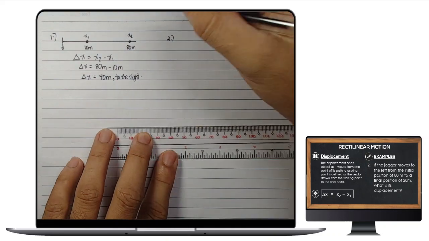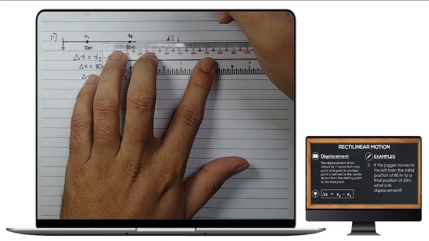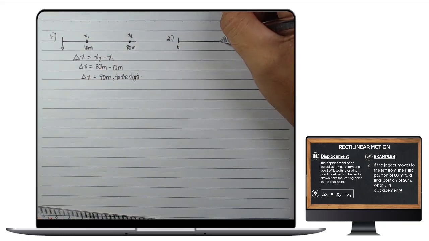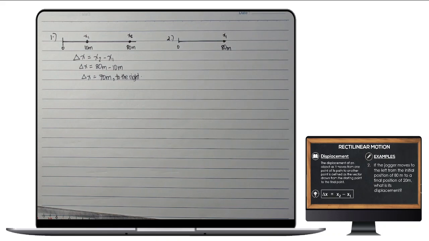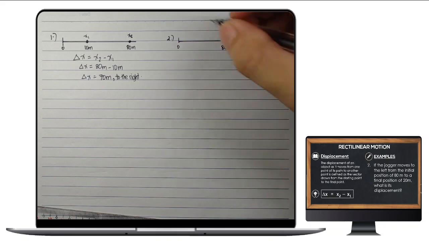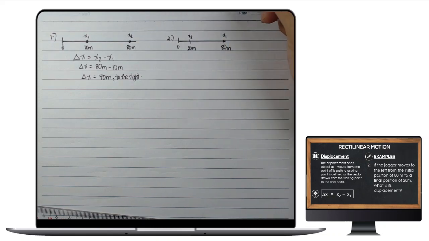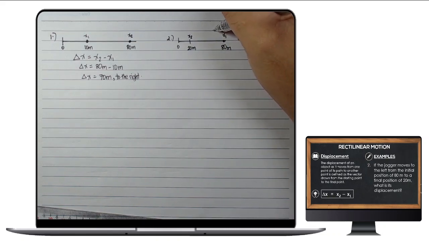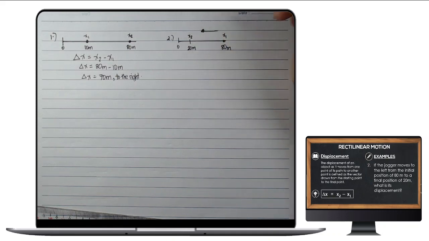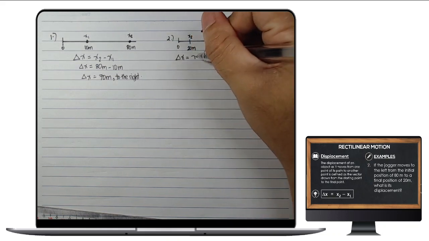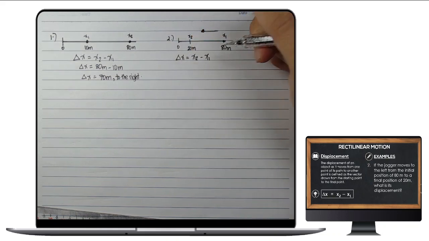So again, let's place our reference point here. Okay, so its initial position is at 80 meter mark. And it is said that its final position is the 20 meter mark. So here is your x sub 2, which is the 20 meter mark. So take note that the jogger is now moving to the left. Okay? So let's have delta x, that is always final point minus initial point.